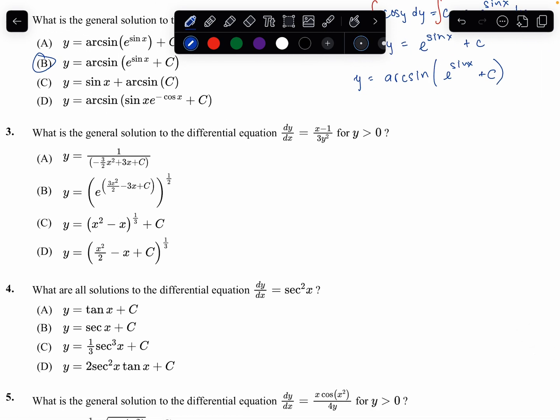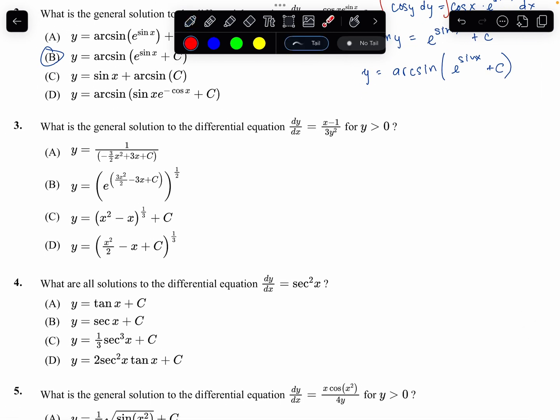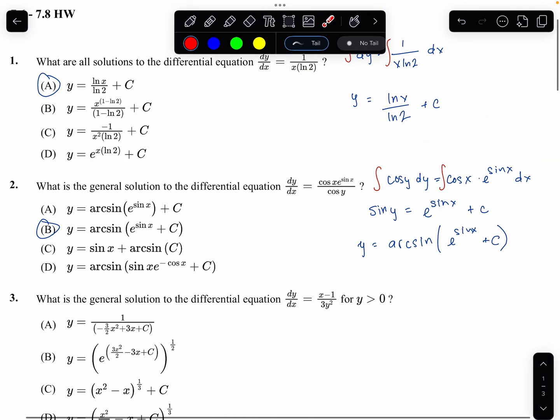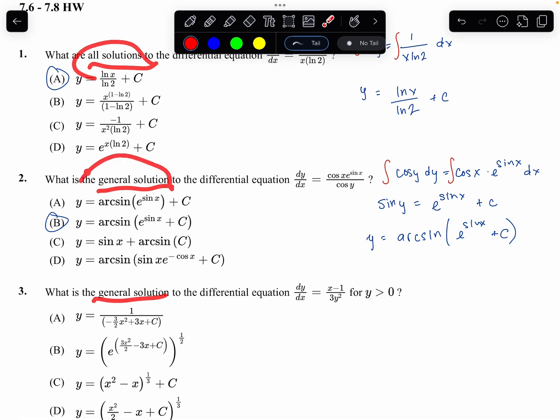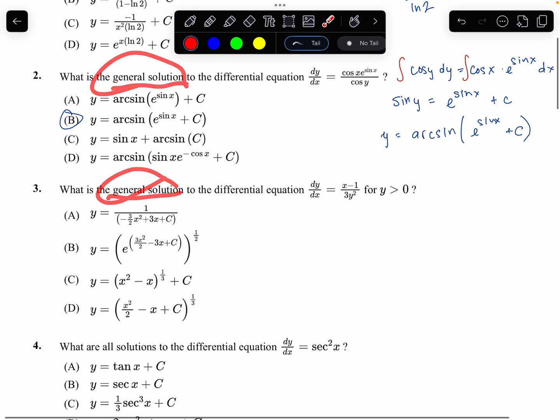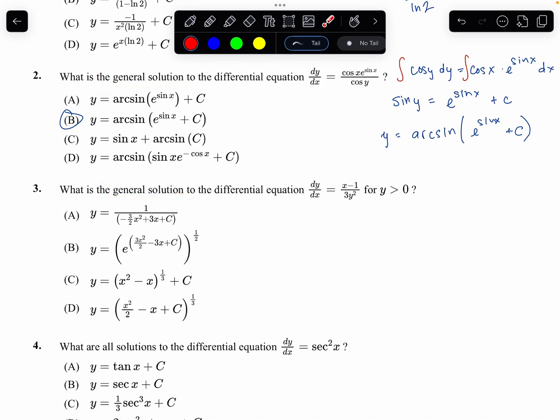For 3, what is the general solution? A lot of these have said general solution, what are all the solutions? This just means that it should include the plus c whenever we anti-differentiate.